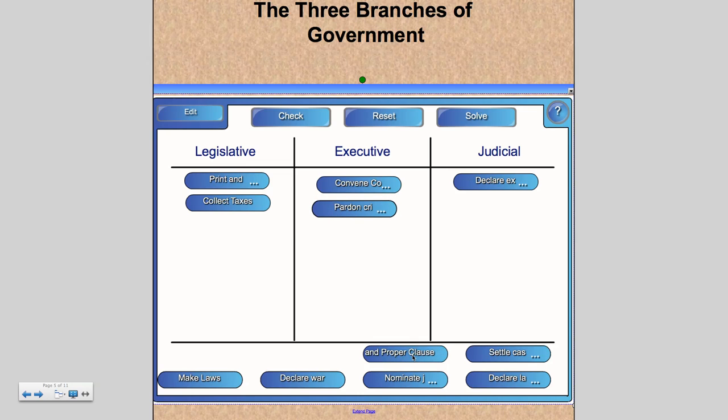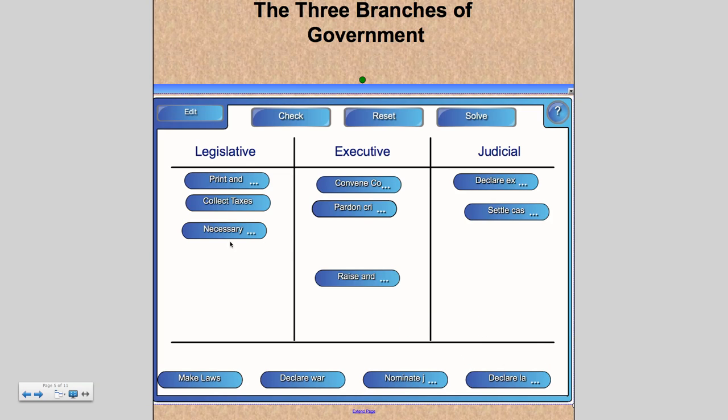Necessary and proper clause. That, I believe, goes to the legislative branch. Settle cases between states. When it says cases, I feel like that is something to do with a court case. And so that is the judicial system. Raise and fund the army. Again, that has to do with money, so funding the army. Let's go ahead and put that with the legislative and see if we're right later.